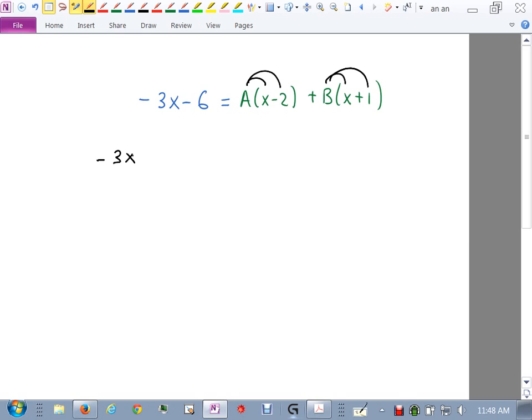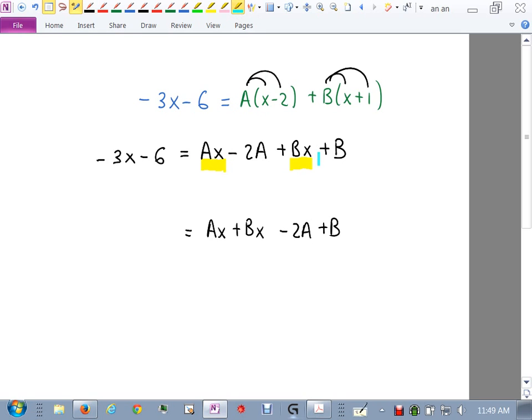So what we're really doing is we're just expanding everything out on the right side. ax minus 2a plus bx plus b. So expand the right side. Then collect like terms on the right side only. So do you agree that ax and bx are like terms? They both have an x in them? So I'm just going to write them side by side. They're now friends. ax plus bx. And then negative 2a plus b are like terms.